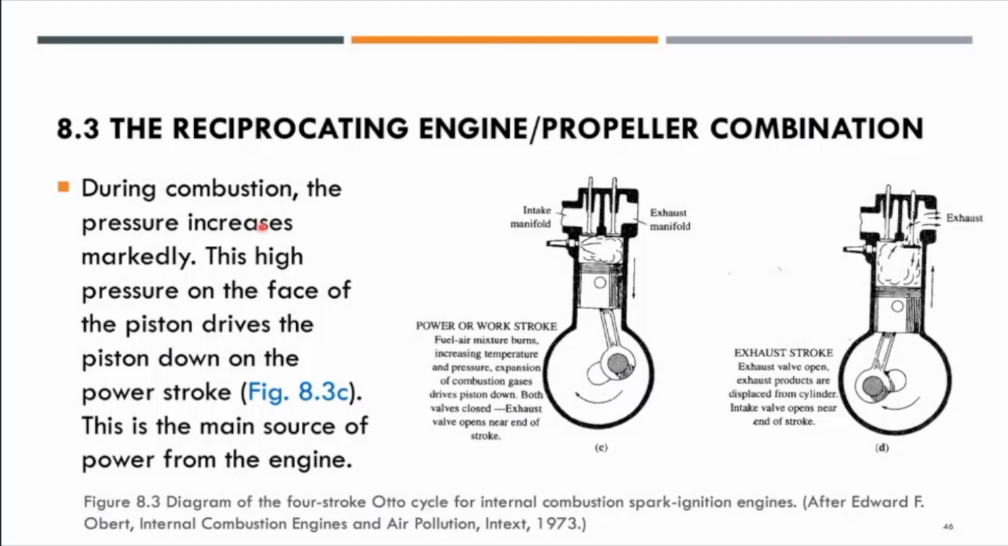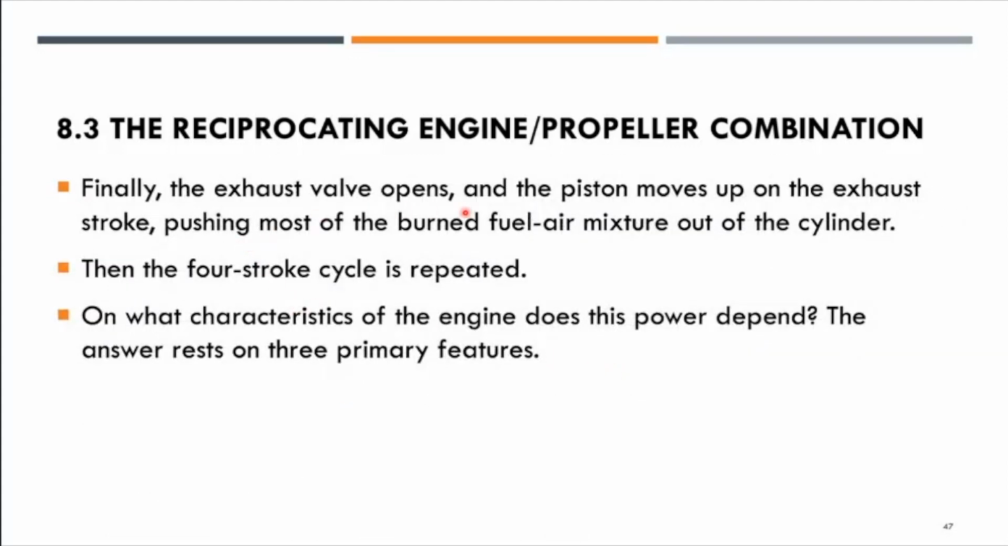So during the combustion, the pressure increases markedly, and this high pressure on the face of the piston drives the piston back down. When combustion occurs, it drives the piston back down, and this is the main source of the power of the engine. Finally, the exhaust valve opens, and the piston moves up on the exhaust stroke, pushing most of the burnt fuel-air mixture out of the cylinder. Then the four-stroke cycle is repeated, going back to step number 1.